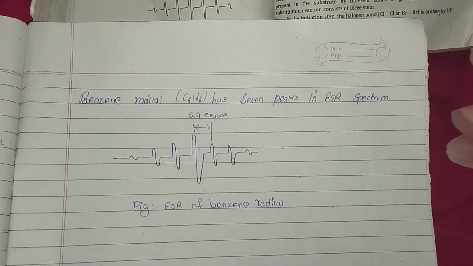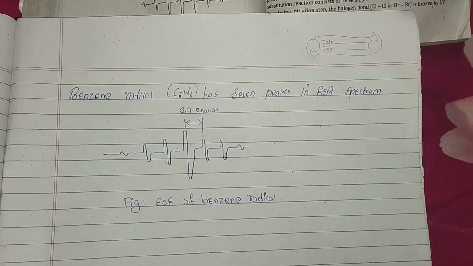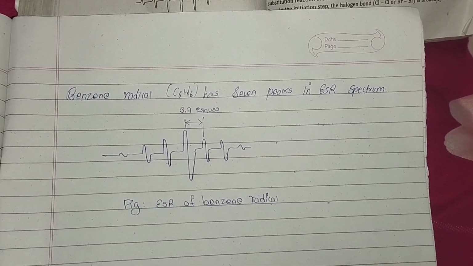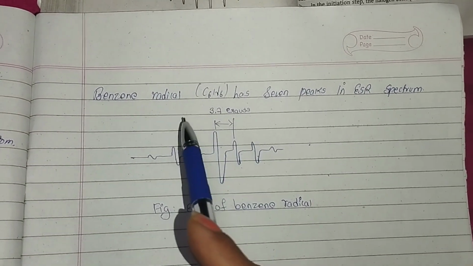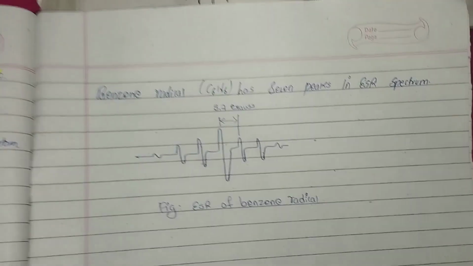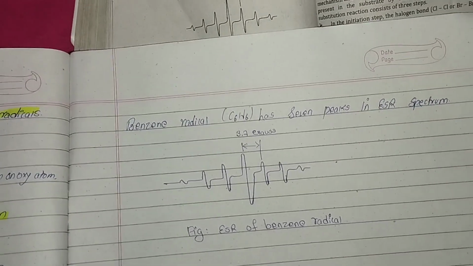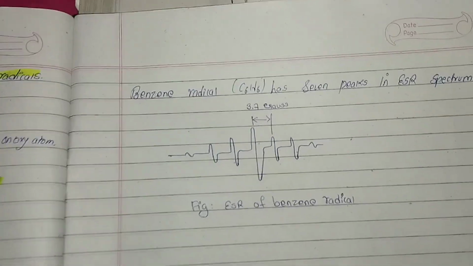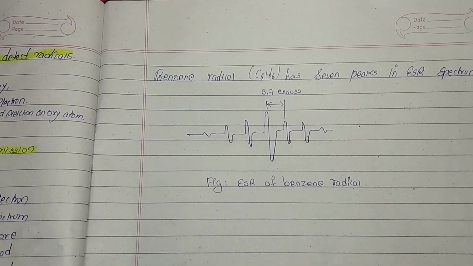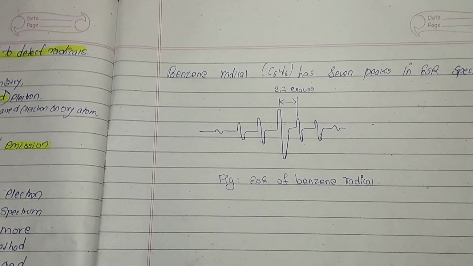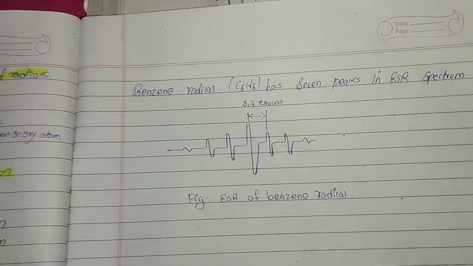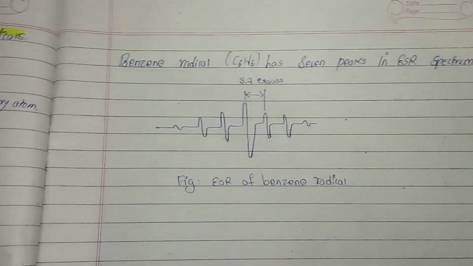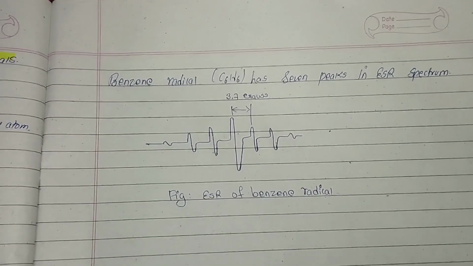Here is an example. The benzene radical C6H6 has 7 peaks in its ESR spectrum: 1, 2, 3, 4, 5, 6 and 7. It has 3.7 gauss. Gauss is the unit of measurement of magnetic flux density, the amount of magnetic field in a particular area, and 1 gauss corresponds to 10 to the power minus 4 Tesla. Tesla is the international unit. Here is the figure of the ESR benzene radical.